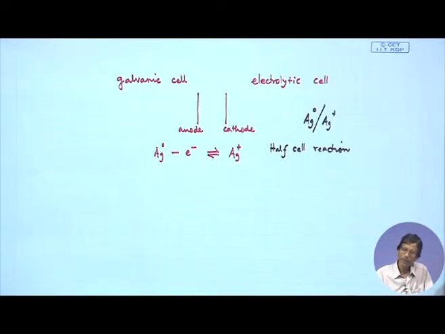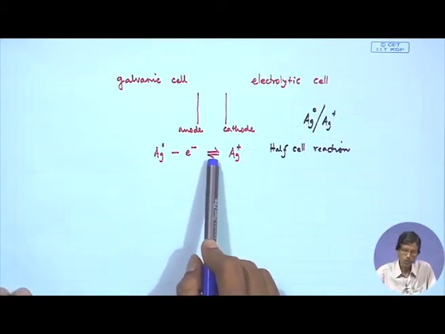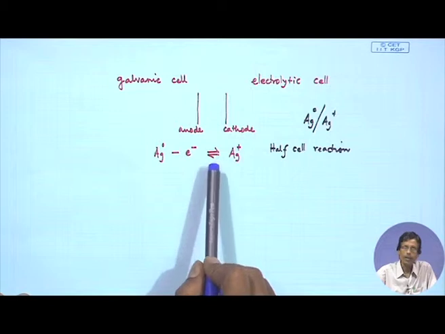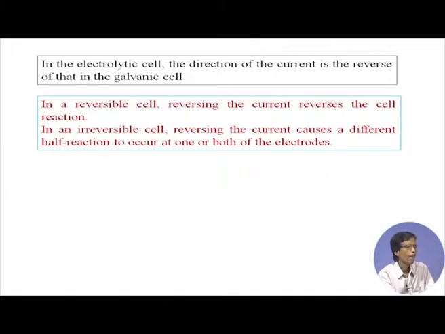But there are some electrochemical cells which are not considered reversible cells. We name those cells irreversible cells, and an irreversible cell will function in a different manner compared to a reversible cell. When we reverse the current, a different half reaction occurs at one or both of the electrodes.